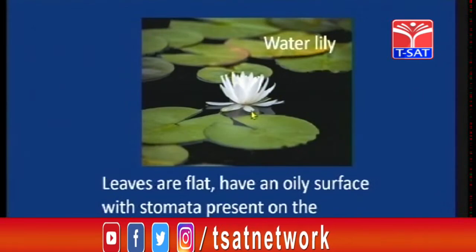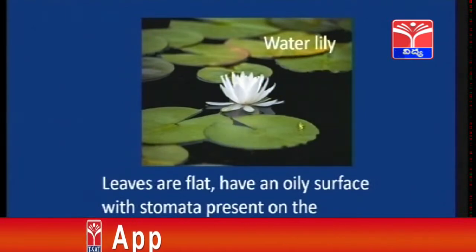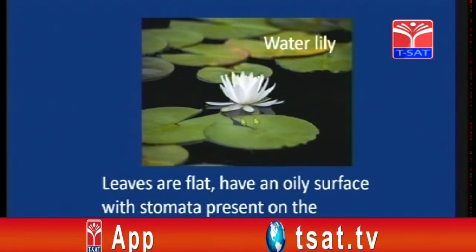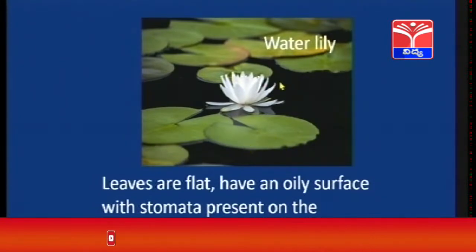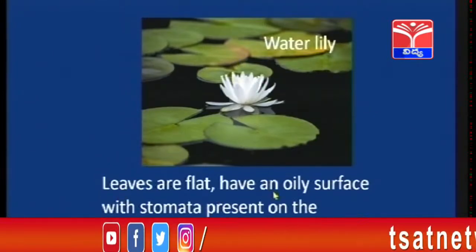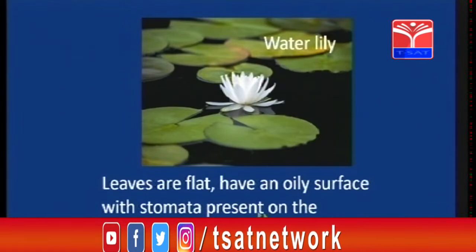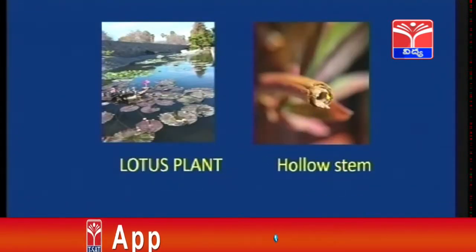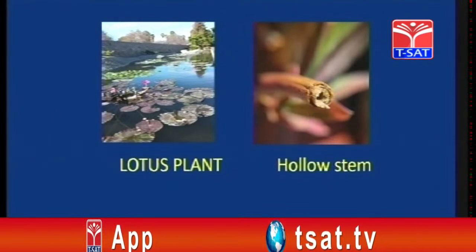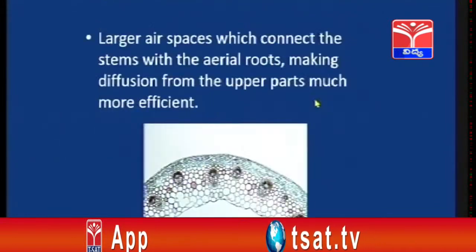So, water lily. You can see, children, the leaves are flat and they have oily surfaces with stomata present on the upper surface of the leaf. So, the water lilies have flat leaves with an oily surface and stomata present on the upper surface of the leaf. Lotus plant, children, you can see the hollow stem. By this, they will do the respiration.